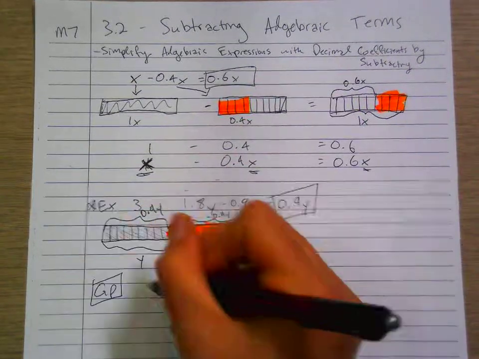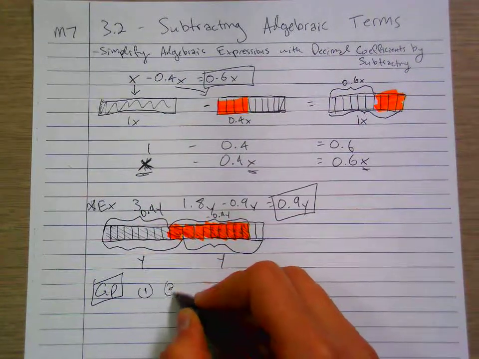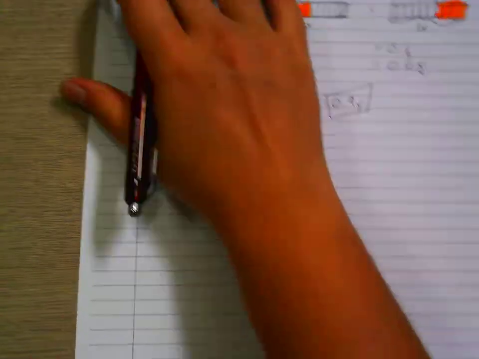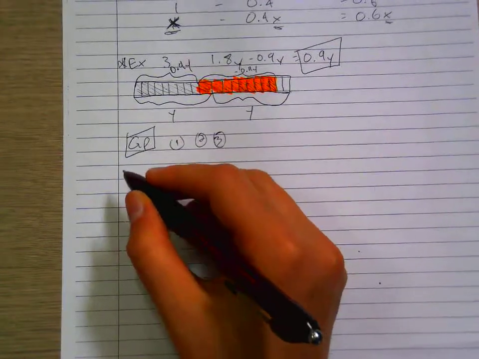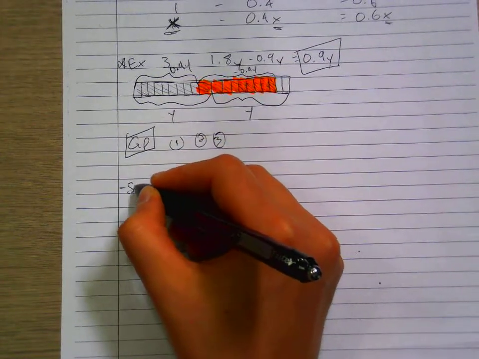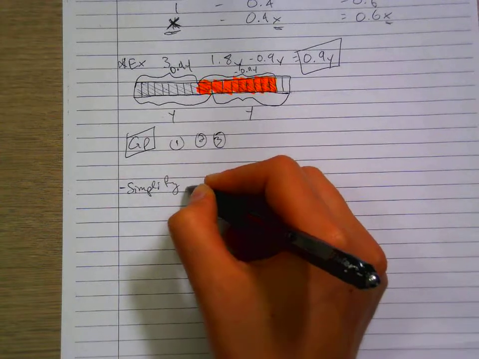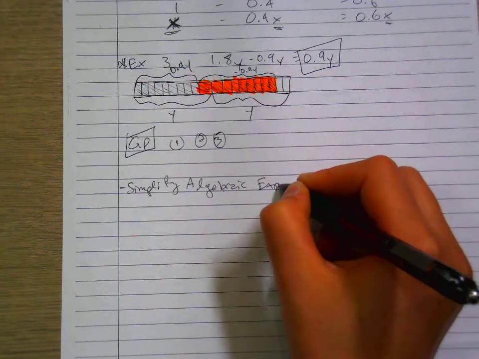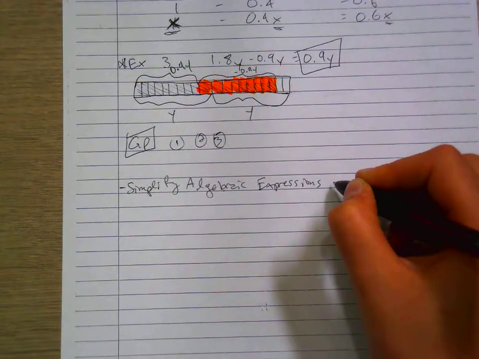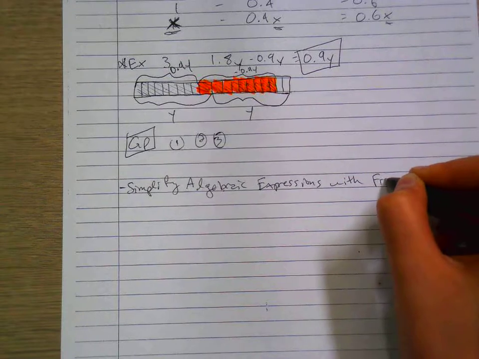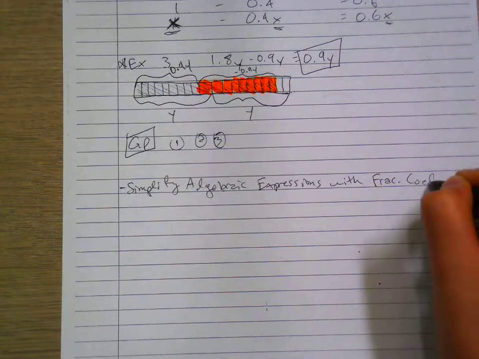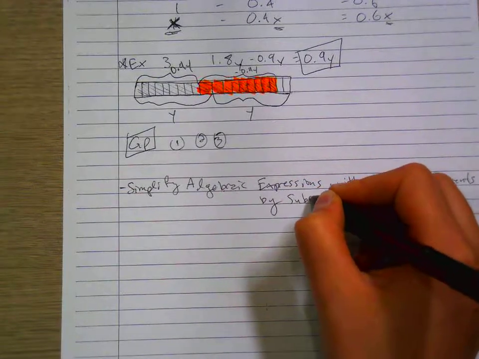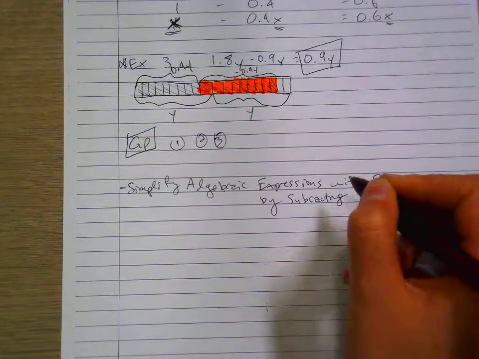Next, we will simplify algebraic expressions with fractional coefficients by subtracting. Before we did decimals, now we're going to do it with fractions.